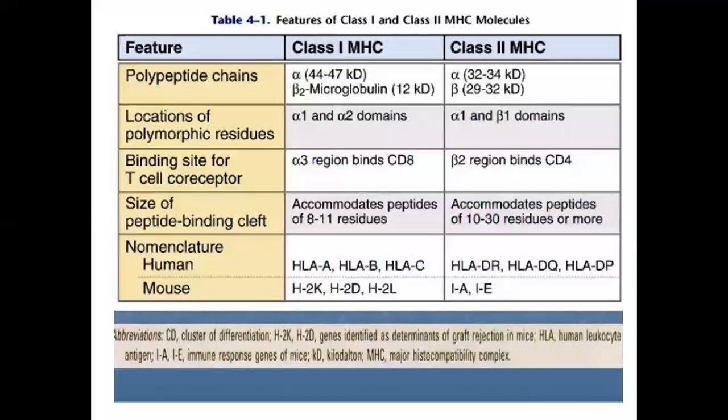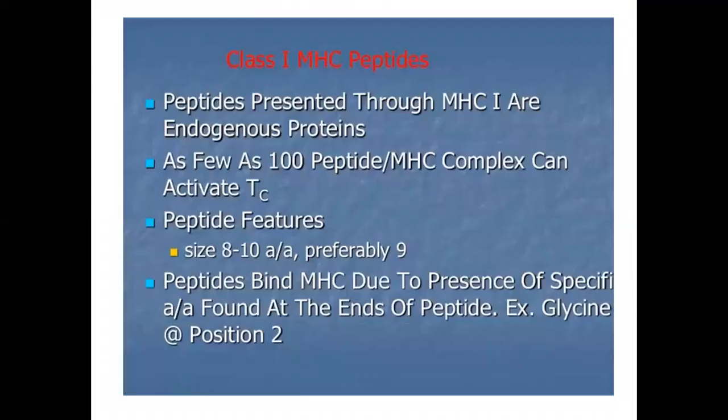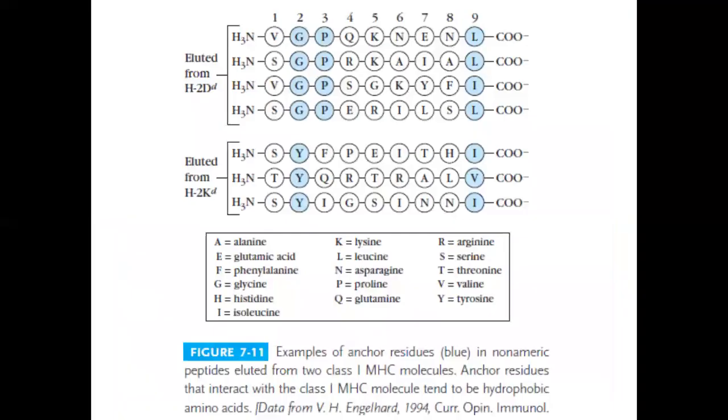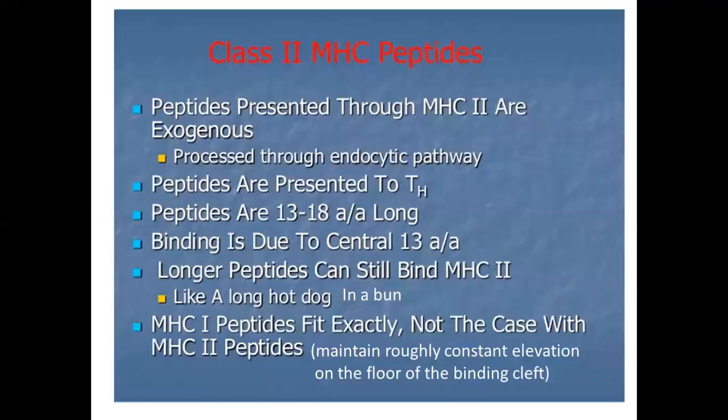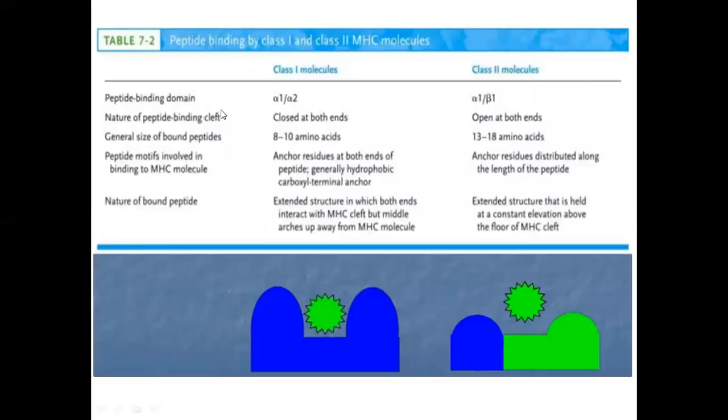Next, class 1 MHC peptides. Which peptides can it bind? You can read out MHC1; I will show you a summary. The peptide binding region for class 1 is alpha 1 and alpha 2, and for class 2 it is alpha 1 and beta 1. The nature of the peptide binding cleft is closed at both the ends in class 1.